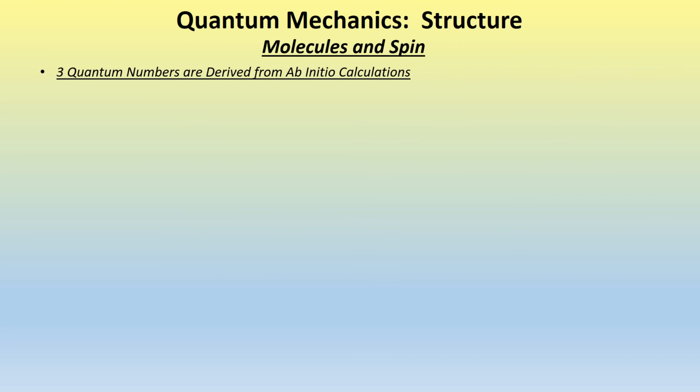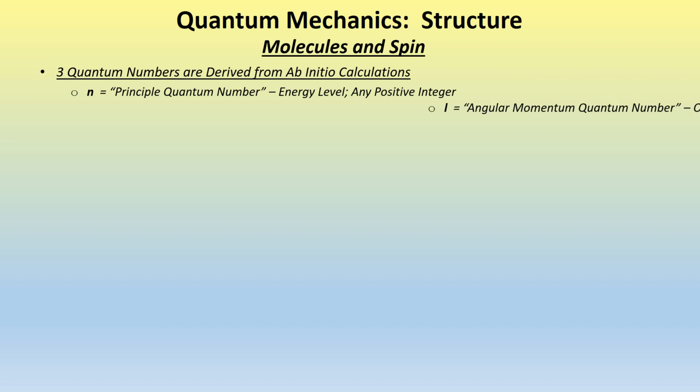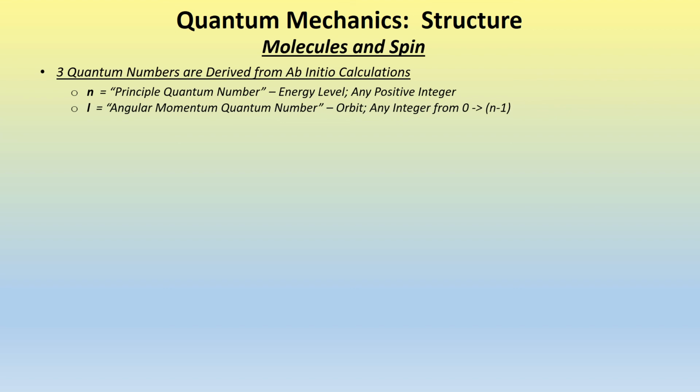So to conclude, when we look at molecules and spin, we find out the following. Three quantum numbers are derived from what are known as ab initio calculations. N, the principal quantum number, is the energy level as any positive integer. L, the angular momentum quantum number, is the orbit. You can have any integer from 0 to n minus 1. M sub L, actually M sub LZ, is the magnetic quantum number. It gives the direction of the orbit relative to the z-axis and can have any integer from minus L to positive L.